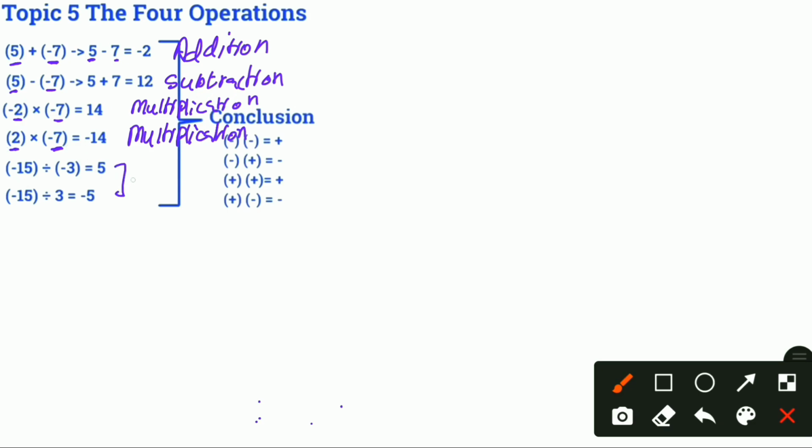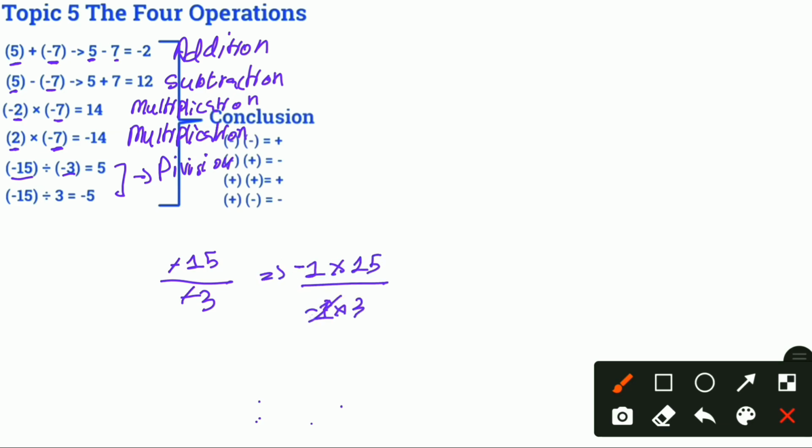Now there is division in these two. The first one is minus 15 and minus 3, and there's a division. So minus minus is plus, or you can just say that minus minus cancel out, because we can write it down like this as well: minus 1 multiplied by 15 upon minus 1 multiplied by 3, so minus 1 cancels out, leaving only 15 upon 3. So minus minus is plus, so 5. Again, minus 15 upon 3, so plus minus is minus, so minus 5. This is how you remember.